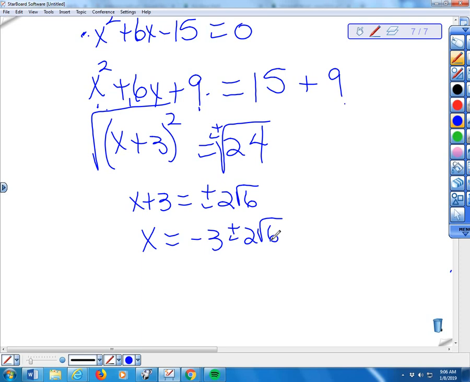Okay? Again, don't go through this process if it's factorable. It'll still work, but why would you want to do that to yourself? Just factor it. We know how to do that. This is only when they aren't factorable.